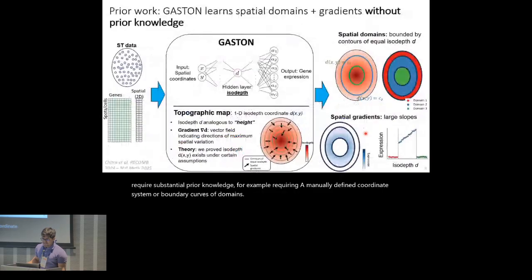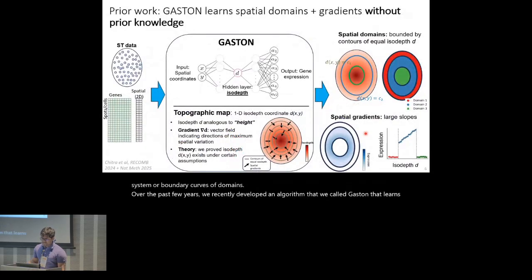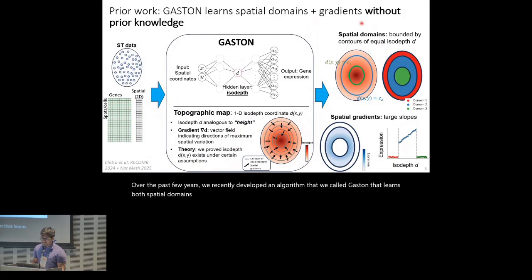Over the past few years, we recently developed an algorithm that we called GASTON that learns both spatial domains and spatial gradients without this prior knowledge. And at a high level, our algorithm works as follows. If you have spatial transcriptomics data, here I'm showing this fictional tissue that looks like a circle, we train this neural network. And this neural network has this one hidden layer that we call the isodepth.